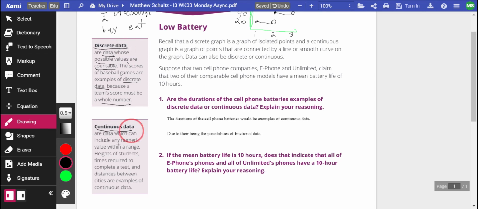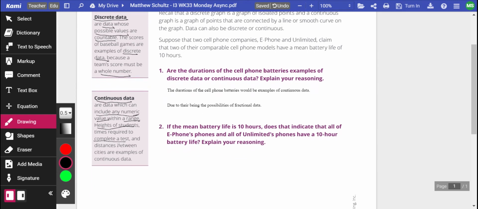Continuous data include any numeric value within a range. There's heights of students. Somebody could be 6 feet 1.5 inches. It's like nobody's exactly 6 feet 1 inch. There's portions of it. Times required to complete a test. It's not going to be a perfect 5 hours. It's not going to be a perfect 30 minutes. It's going to be times in between.